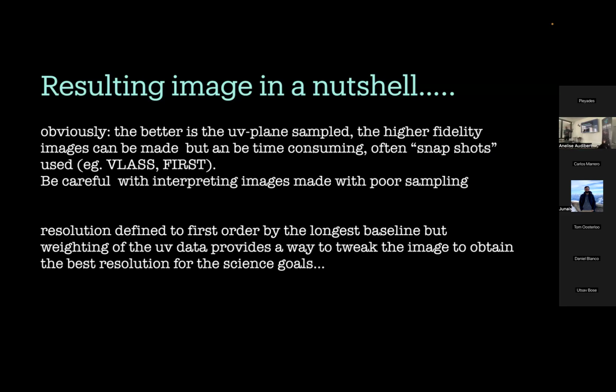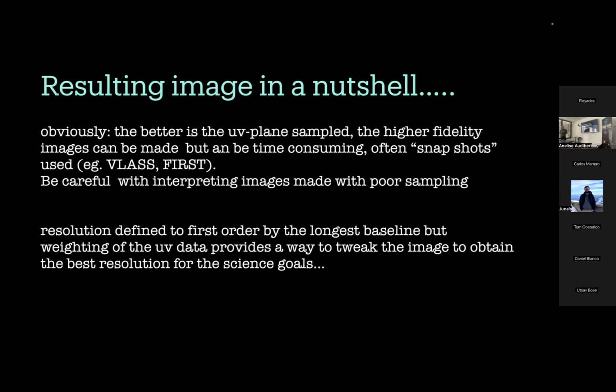UV sampling is crucial. I will come back to it a little bit later, on Thursday. Be aware with these snapshot surveys like FLASH and FIRST. In particular, FLASH has a very bad UV coverage. It only sees point sources. So if you are interested in a nearby galaxy, forget it. You will not see the star formation. You may see the AGN in the center. So if you want to find out the radio spectrum, don't use FLASH.